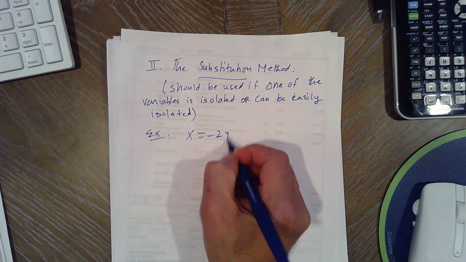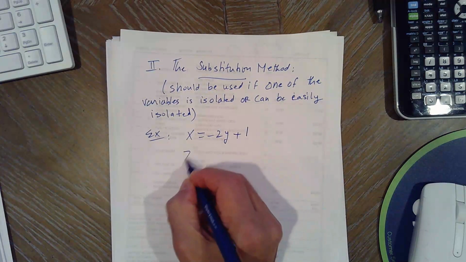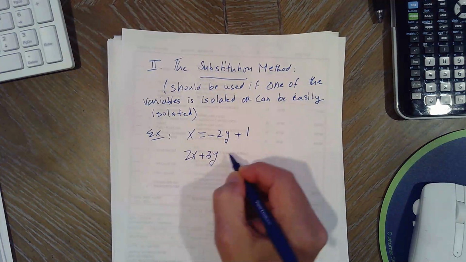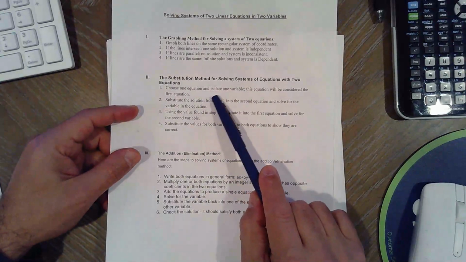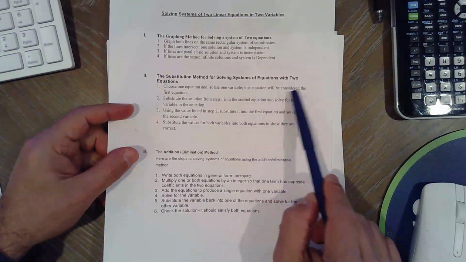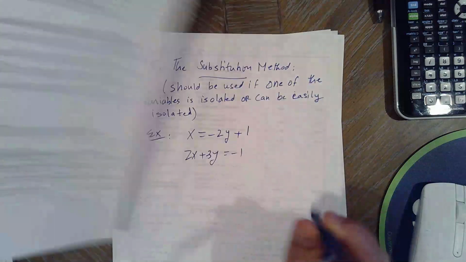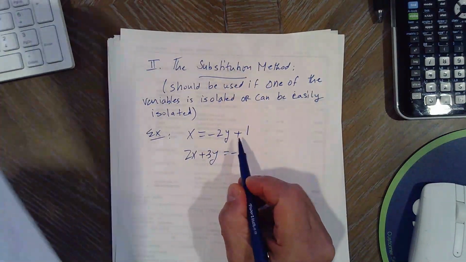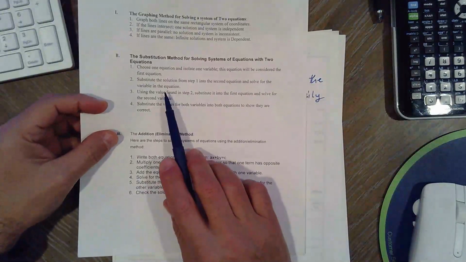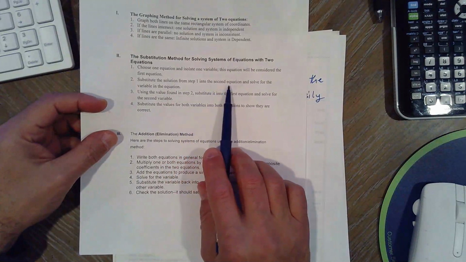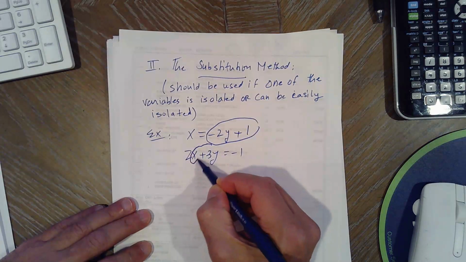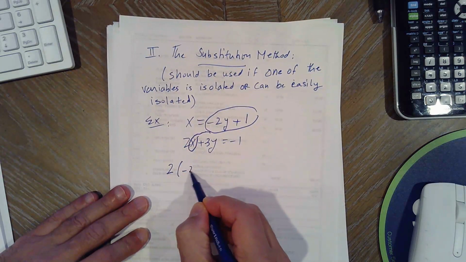x equals negative 2y plus 1. 2x plus 3y equals negative 1. Step 1: choose one equation and isolate one variable. This equation will be considered the first equation. This is already isolated. Step 2: substitute the solution from step 1 into the second equation and solve for the variable in the equation. So we're going to take all this and plug it in for x, and then solve for y.